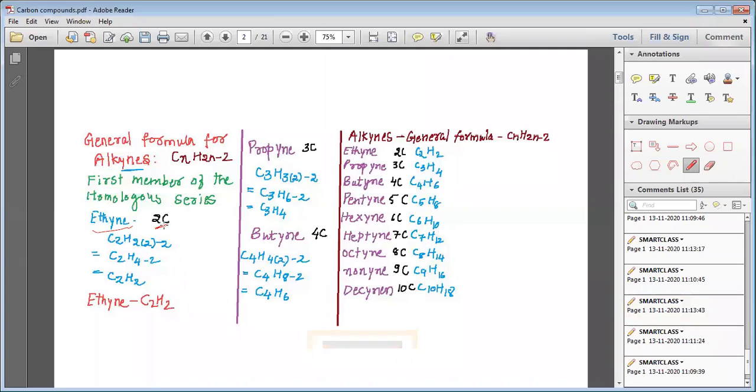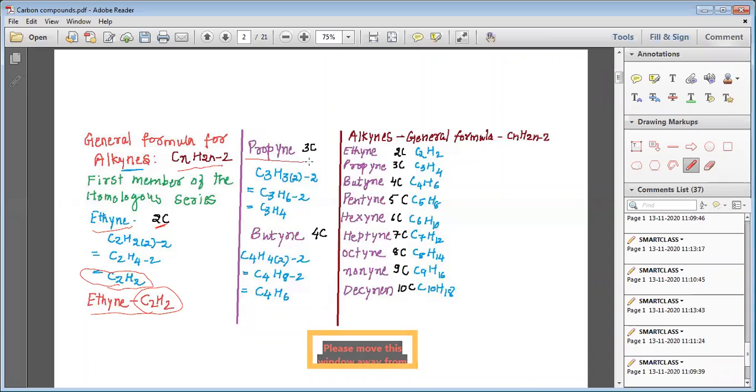Ethyne has two carbons, but the general formula is CnH2n minus 2. So we can write C2H(2 into 2 minus 2). That means C2H(4 minus 2), and that is C2H2. So for ethyne, my dear students, we can easily write C2H2 as the molecular formula.